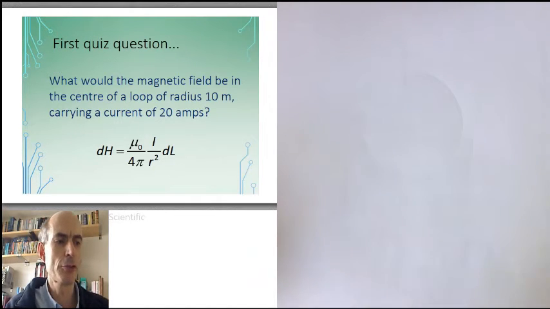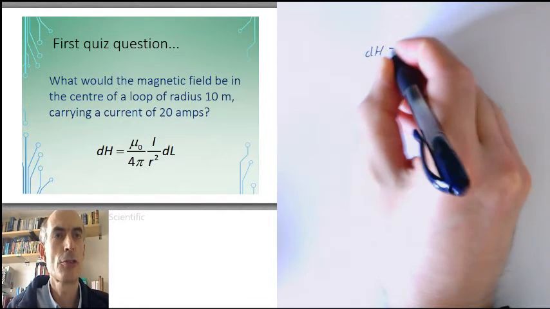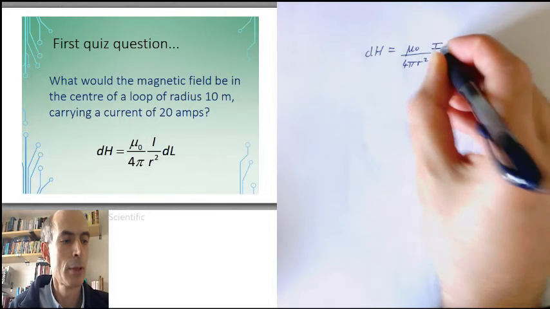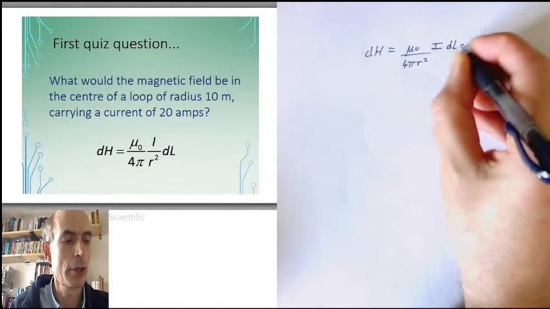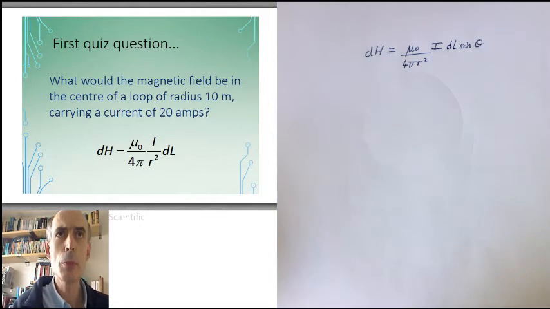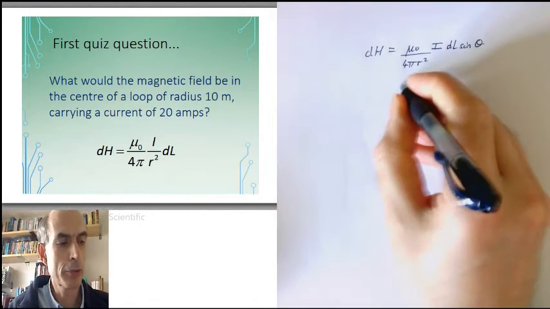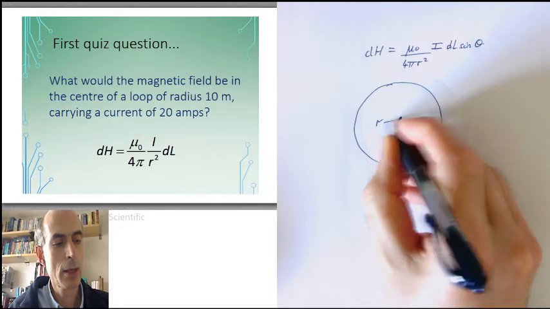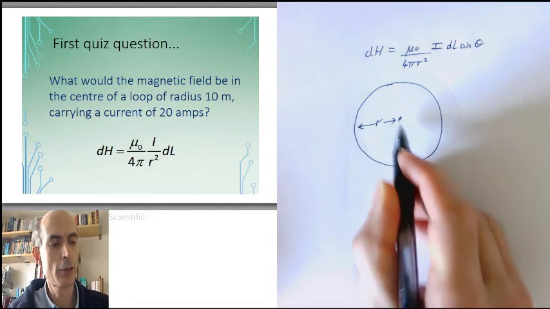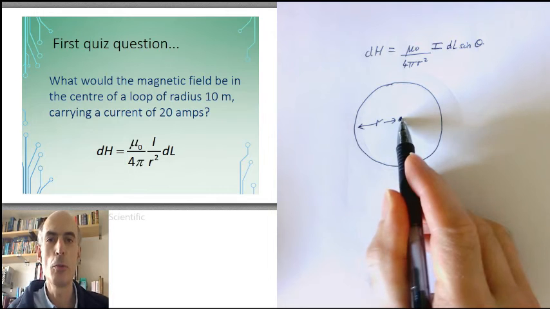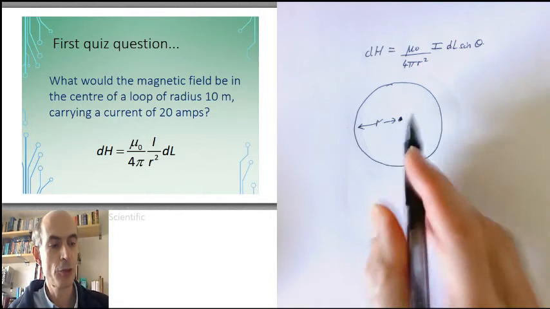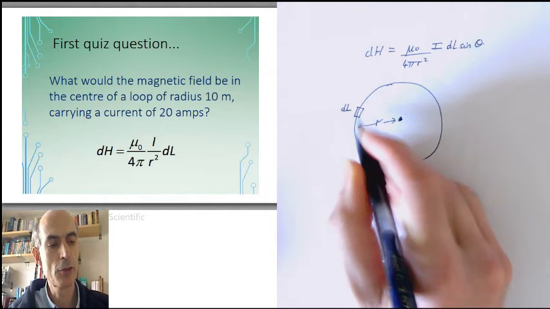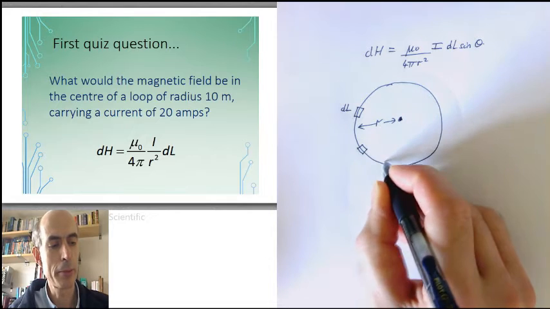This is more the standard of calculation that we're doing in this introduction talk. Remember the Biot-Savart equation, delta H equals mu naught over 4 pi r squared times the current times delta L times sine of theta. And we're applying it here to a loop of current of radius r, and we're being asked what is the magnetic field in the center of this loop of current. To do that, we just have to add up the contributions from all of the little lengths of wire delta L all the way around the loop.